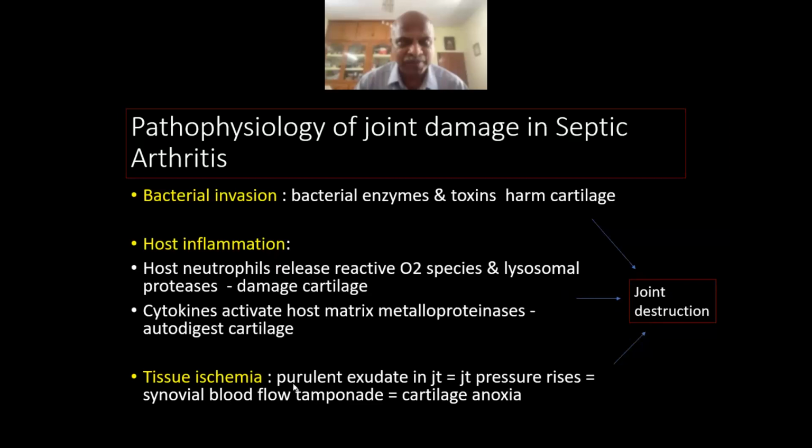And then this is the most important, and this is something that we can do something about. As the pus accumulates in the joint cavity, the joint pressure rises, and this causes a tamponade effect of the synovial blood flow, eventually leading to cartilage anoxia and therefore cartilage damage. That's why it is important to get the fluid and the pus out of the joint as early as possible to prevent tissue anoxia, cartilage anoxia, and cartilage damage.